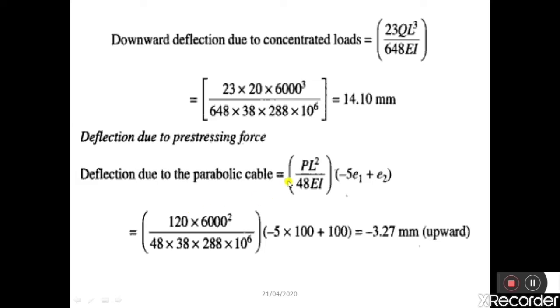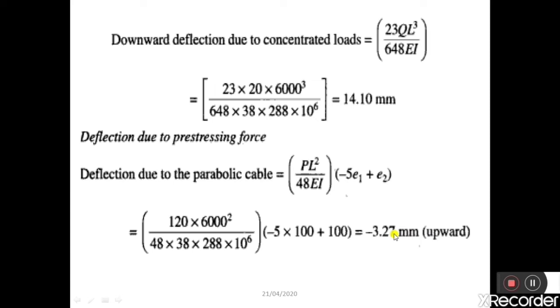So substitute the values. P is 120, that is pre-stressing force in each cable. L is the span, 48, and 38 288 into 10 to the power of 6 is modulus of rigidity, minus 5 into E1 is 100, which is eccentricity at the midspan below the centroidal axis, plus E2 is 100, which is eccentricity at the supports above the centroidal axis. So this gives minus 3.27 mm. Here the minus sign is indicating that the deflection is in upward direction.